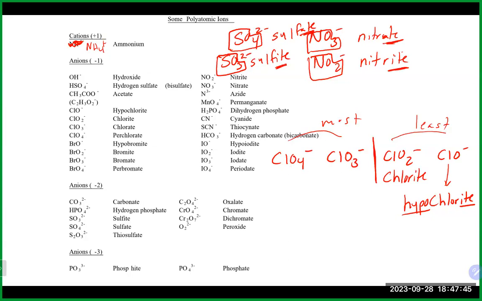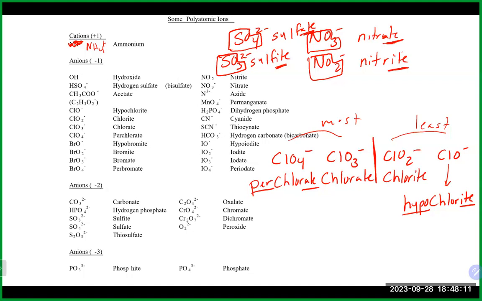Now, the ones with the most oxygens on the left should end in -ate. So this would be chlorate. This also would be chlorate. And once again, we can't have the same name for those two different things. So the one with the most oxygens would start with per. So that is perchlorate, chlorate, chlorite, and hypochlorite in that case.